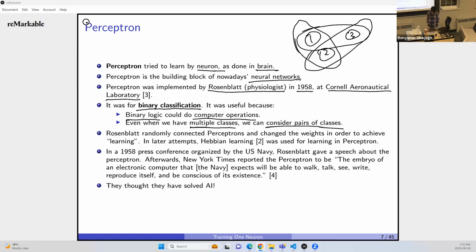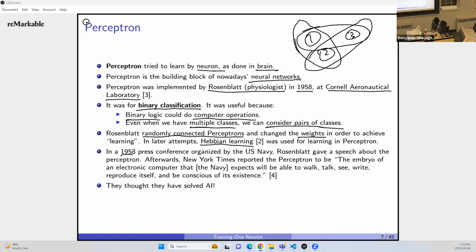And Rosenblatt, initially, randomly connected perceptrons and changed the weights in order to achieve learning. So at that time, it was the initial start of artificial intelligence. He tried randomly initially. In later attempts, Hebbian learning was used for learning a perceptron. So they adopted the idea of Hebb.